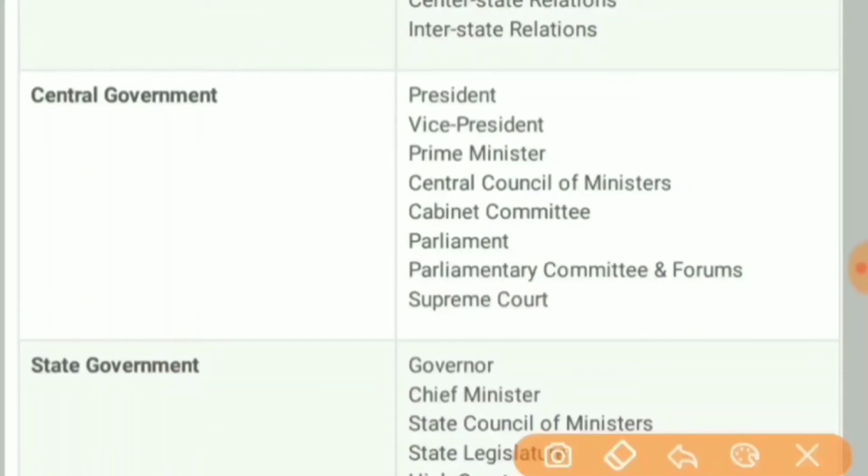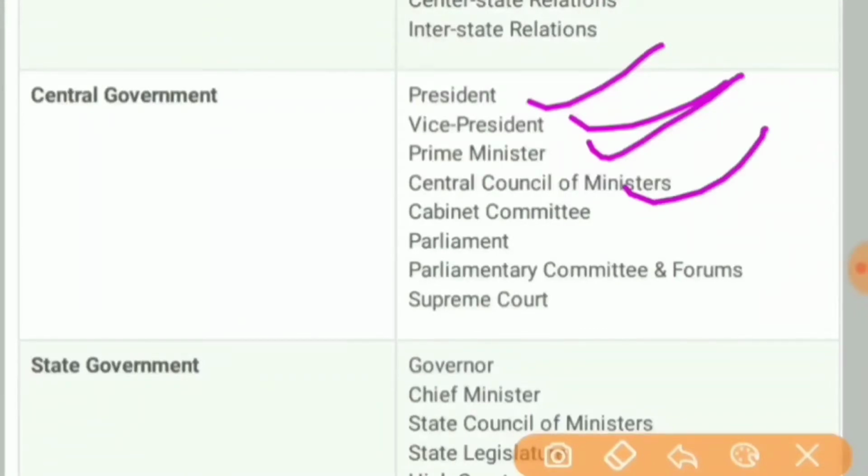Then central government. In this topic, the first is the President. For the President, we will learn about the qualification, the removal of the President and the powers and functions of the President. Then the Vice President, Prime Minister, and the Central Council of Ministers, which aids and advises the President.